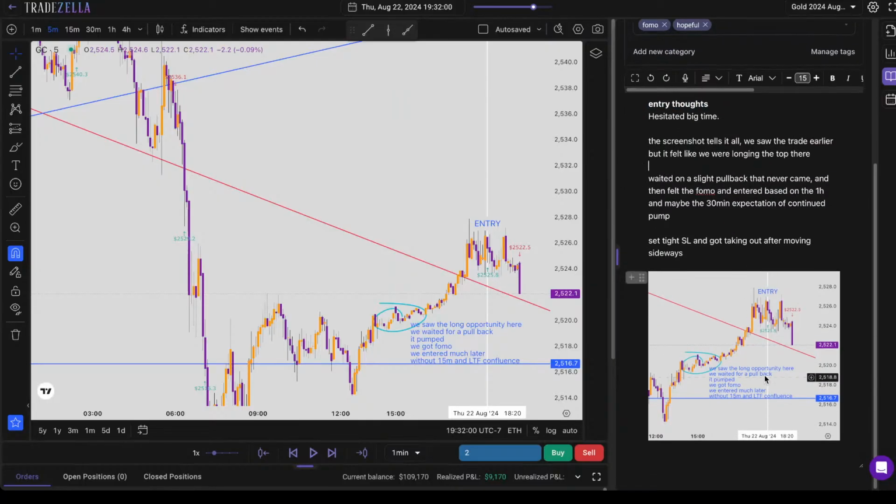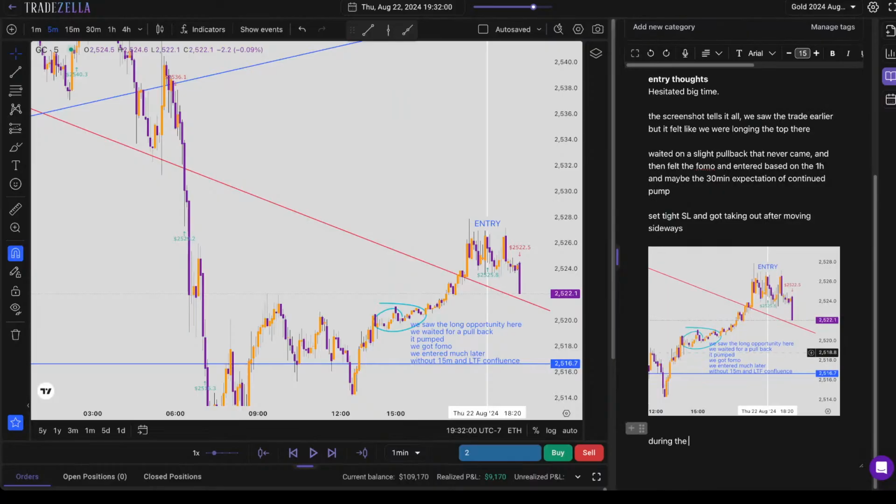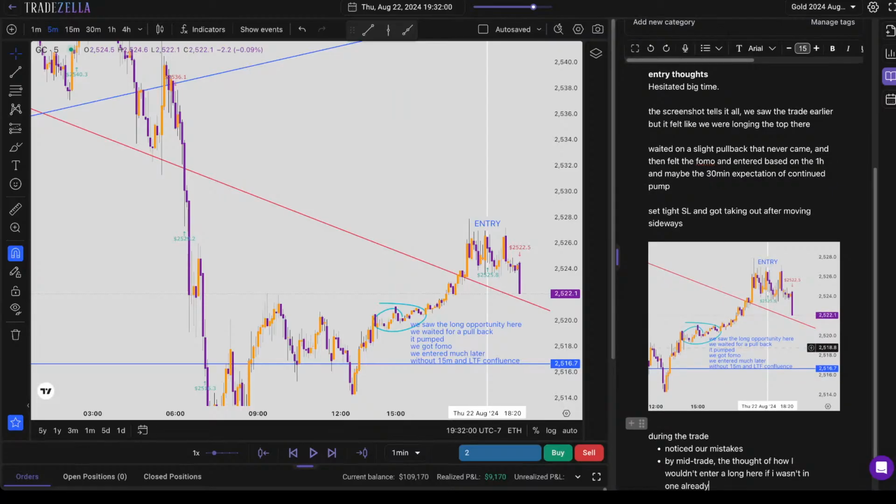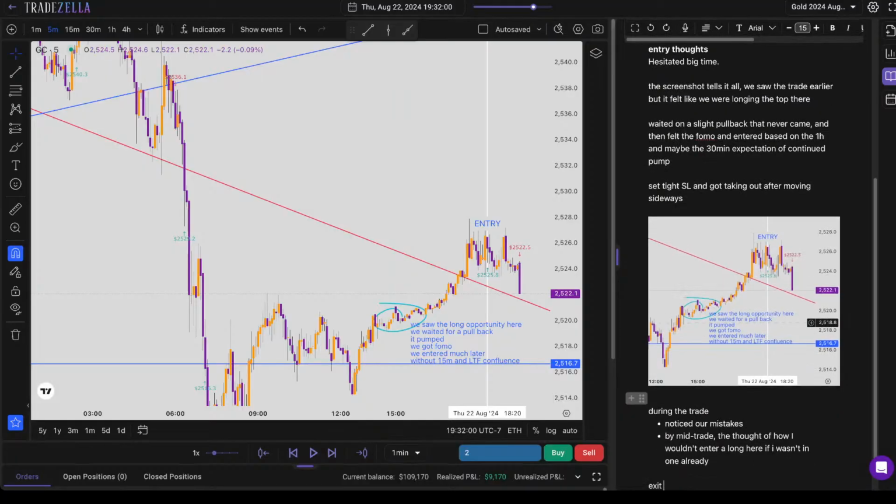All right, and what do we do here? What do we do? Say during the trade, noticed our mistakes by mid trade. The thought of how I wouldn't enter a long here if I wasn't in one already. Exit trade, buy, stop loss hit.